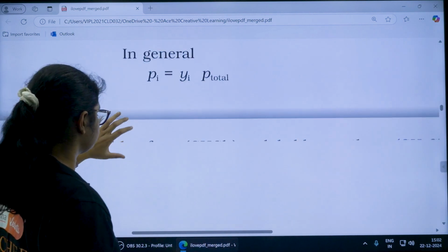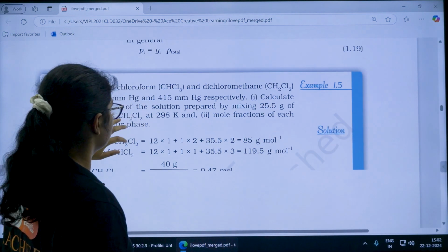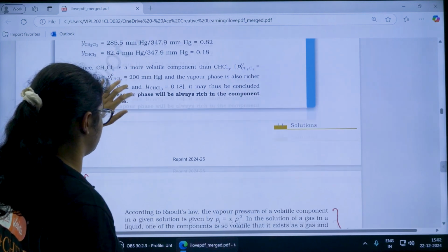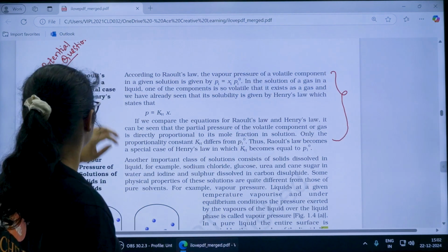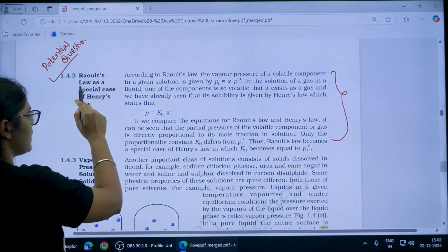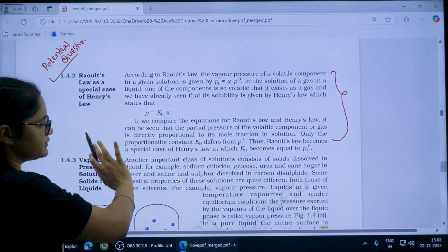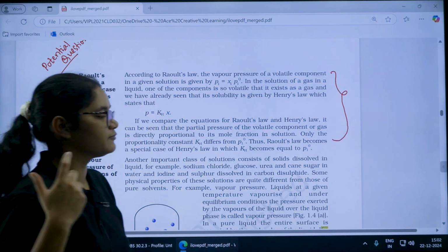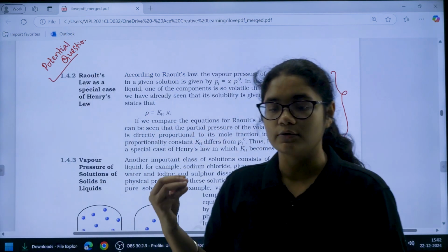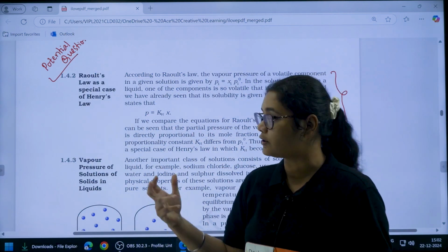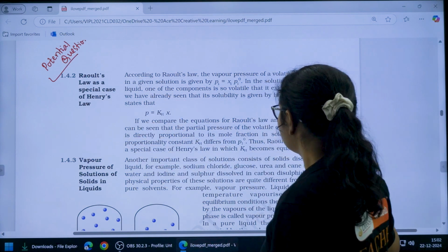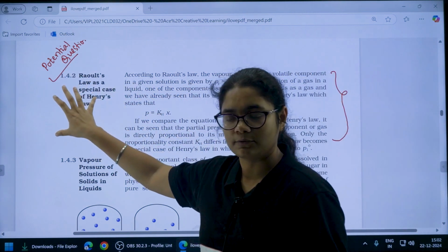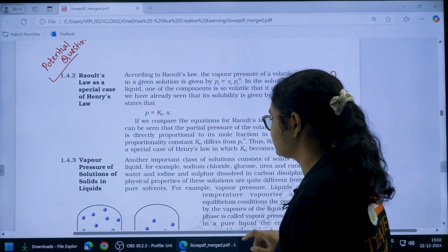After that, you can do the in-text questions. I am just telling you that we can go through in-text questions. And now this is a very potential question: Raoult's law is a special case of Henry's law. So you need to write this whole paragraph for that. If the question is asked, explain how Raoult's law is a special case of Henry's law, in that case you need to write about this particular paragraph. This is a very probable question, so make a list of this question.